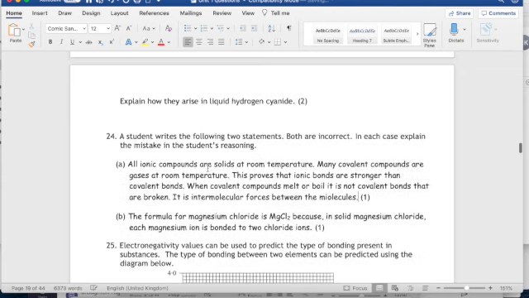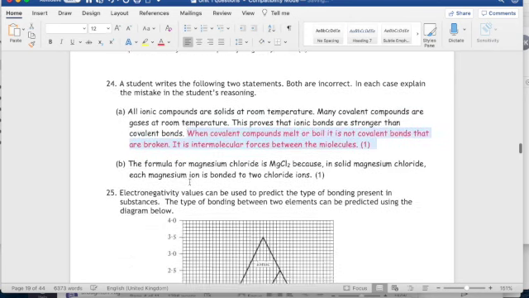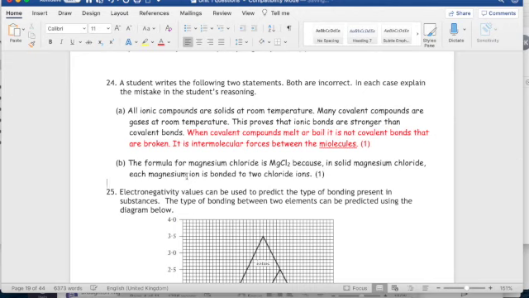Okay, so there we go. That's the answer to the first question. I'll just highlight that in red. The second one, the formula for magnesium chloride is MgCl2. Okay, so that bit is correct.